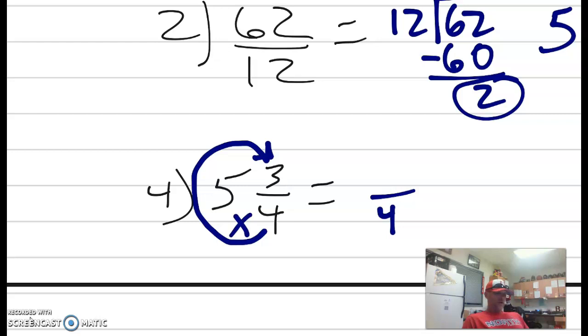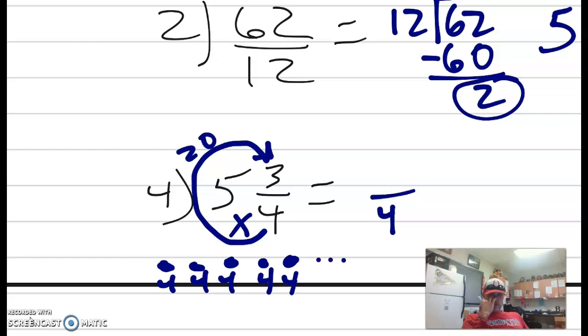I'm going to multiply 4 times 5, because I've got this one, 2, 3, 4, 5. Got 5 wholes, and each one of those has 4 parts in it. Okay, so 4 times 5 is 20. And then I have 1, 2, just 3 extra parts. So how many total do we have? 20 plus 3, so that would be 23 fourths.